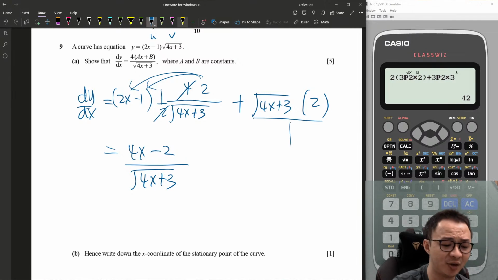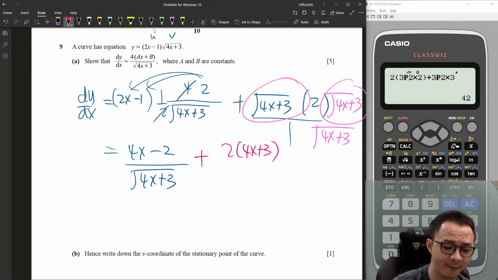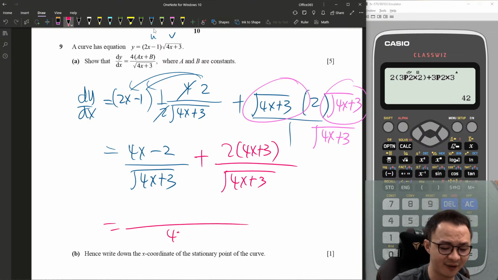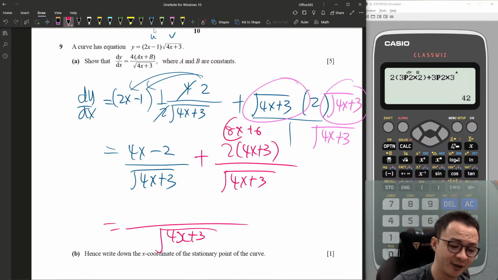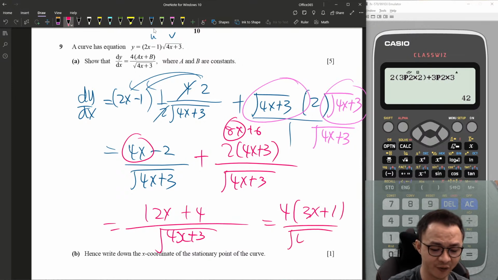I want to make the same denominator. I will multiply square root for both sides, top and bottom. So square root times square root, I get power 1. So therefore, this one becomes plus 2(4x plus 3) over square root of 4x plus 3. So right now, same denominator, I can definitely group them together. So top, this one is 8x plus 6. This one plus this one is about 12x. Minus 2 plus 6 is about plus 4. So last step I factorize out the 4. This is 4(3x plus 1) over square root of 4x plus 3.